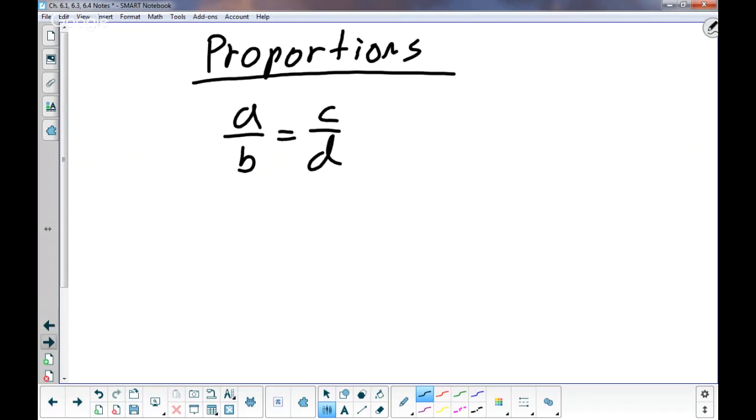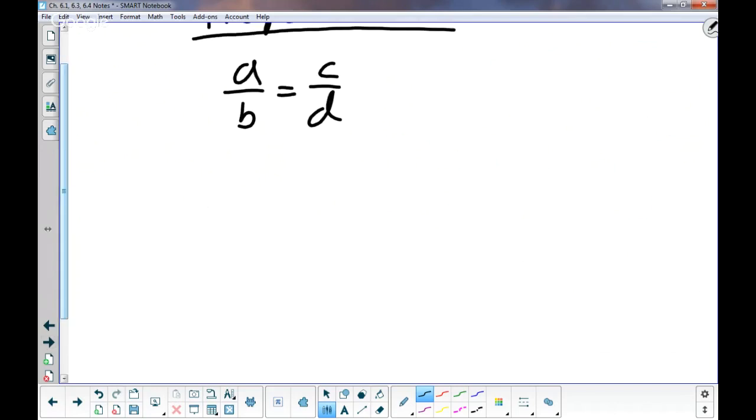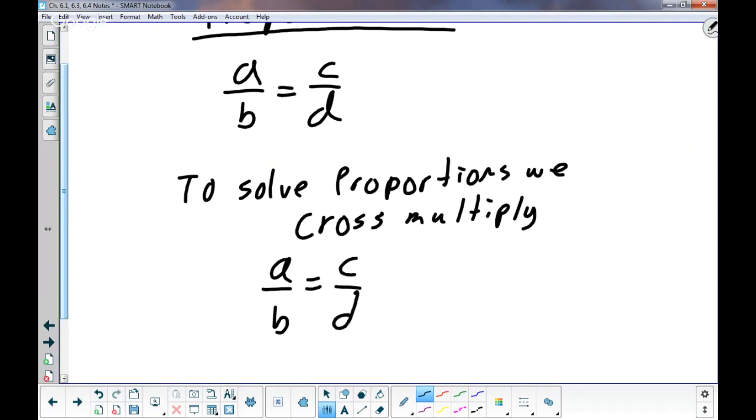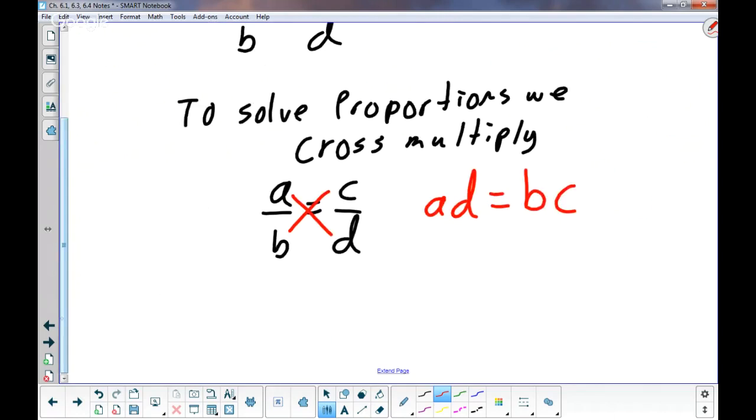And when we solve proportions, what do we do? Well, to solve proportions, we do cross multiplication. We cross multiply. So again, we'll go back to our A over B equals C over D, and we can cross multiply. So A times D equals B times C. Right? We all should be able to remember that.